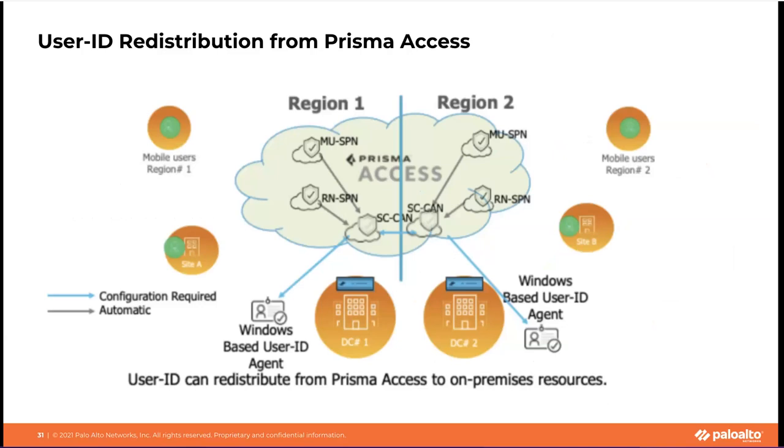User ID distribution from Prisma Access. In this scenario, the data center located has Windows-based user ID agents that have been configured to pull the user ID information from exposed user ID agents or addresses on the corporate access nodes or service connection nodes using a user ID mesh within a Prisma Access. And this practice allows all Prisma Access user ID learning to get to the on-premises user ID configurations or firewalls.